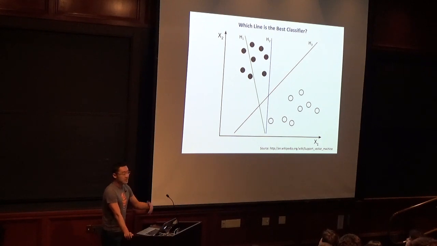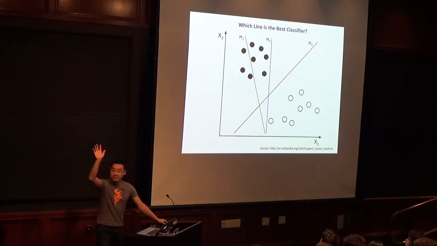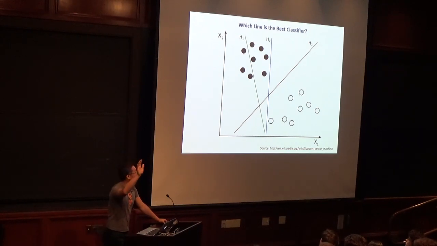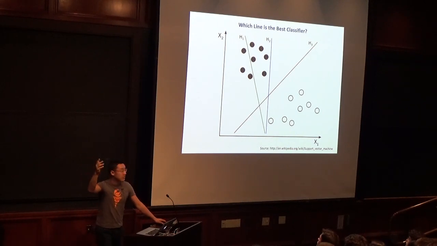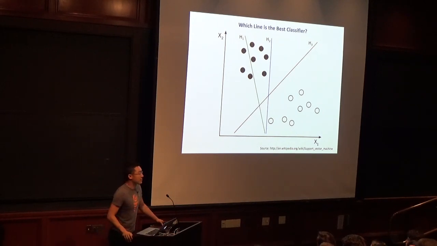H2 and H3, on the other hand, both correctly classify or separate the positive from the negative examples. Show of hands, just based on your intuition, which of you think H2 is the better of the 2 classifiers? And which of you thinks H3 is the better of the 2 classifiers? Okay, so most of you think H3 is the better of the 2 classifiers.